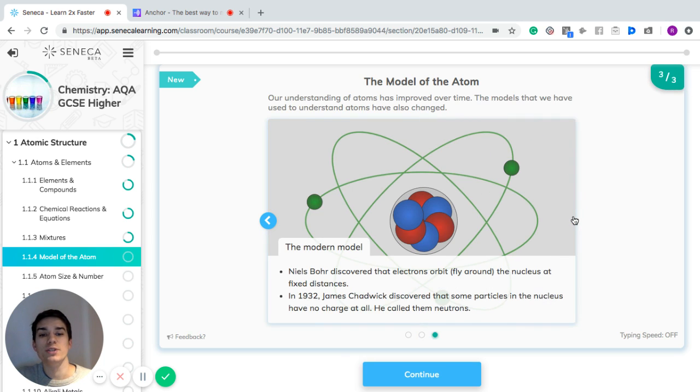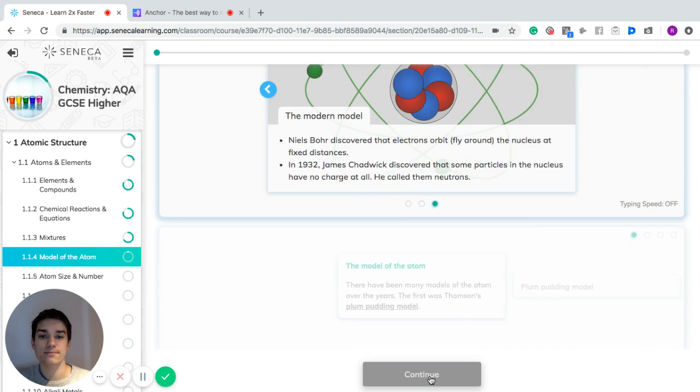And the modern model was a development of that model by Rutherford, where Niels Bohr discovered that electrons orbit, so they fly around the nucleus at a fixed distance. And in 1932, James Chadwick discovered that some particles in the nucleus have no charge at all. He called these particles neutrons. So you've got the positively charged protons and the neutrons with no charge in the nucleus, and then you've got the negatively charged electrons orbiting the nucleus at a fixed distance.